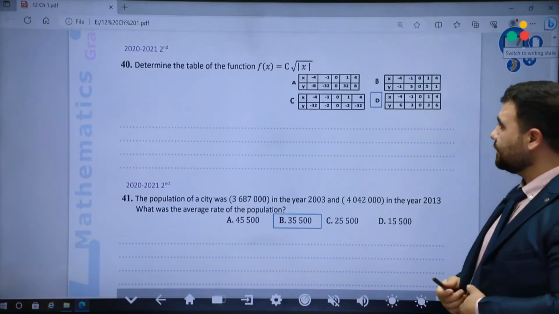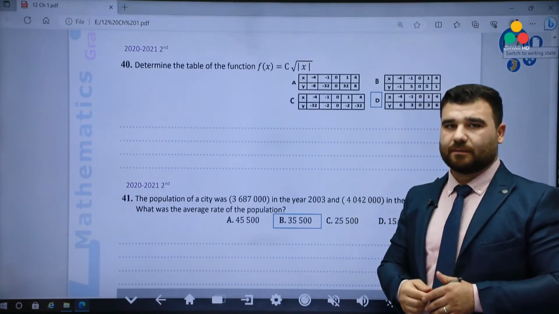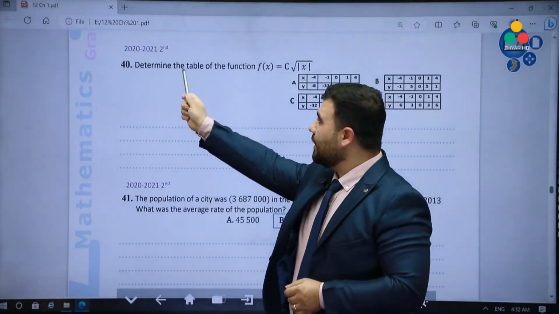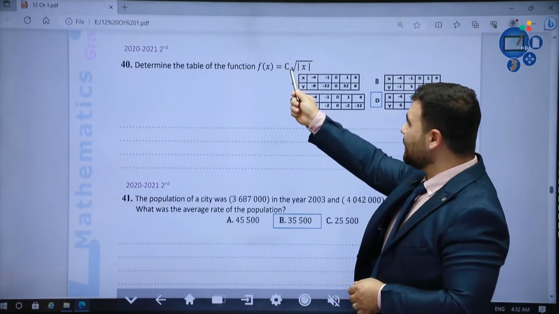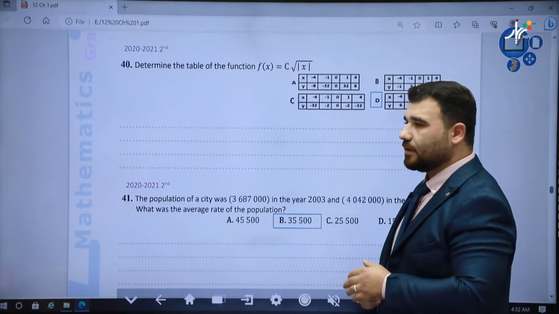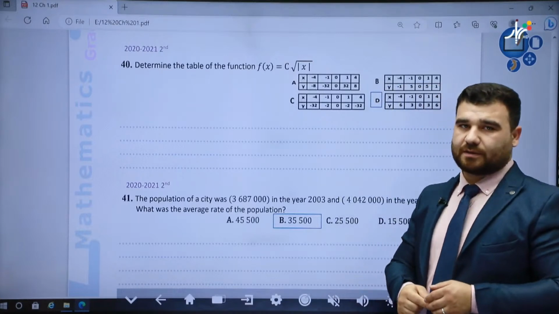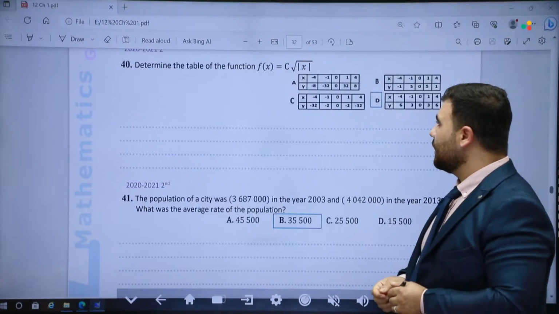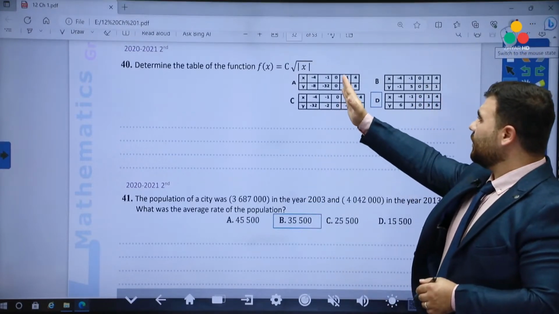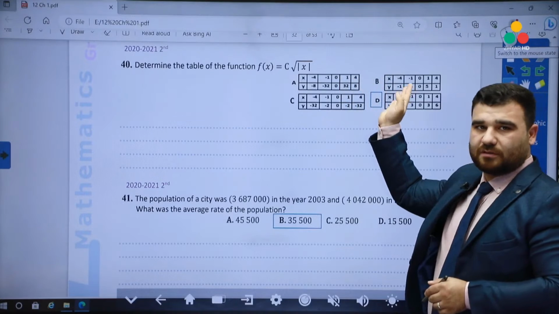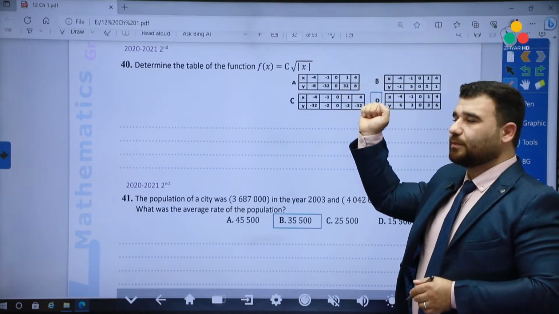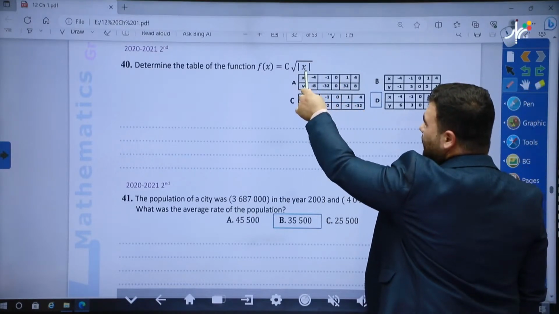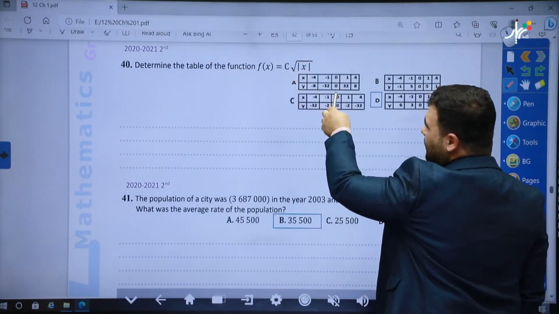This question is also common, and it takes a little bit of time. Now I'm going to show you a fast way. Determine the table of the function f(x) equal to c, which is a number, multiplied by the square root of the absolute value of x. For each table, we work on 0 and the positive numbers to save time, and it's easier to deal with positive. Now, if x is 0, this will be 0 times c, the result is 0.